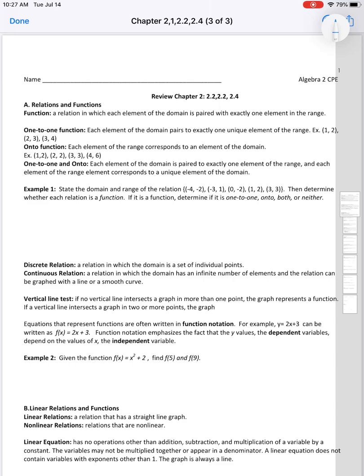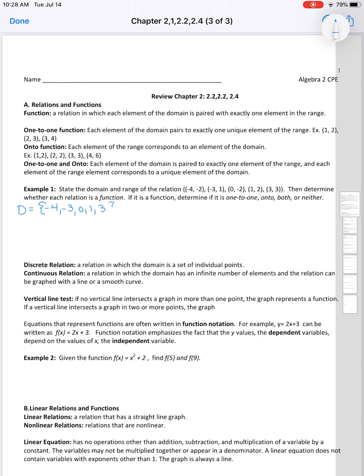But again, you have all of my notes prior to each of these examples as a quick little refresher. So please, again, make sure that you read through each and every one of the vocabulary that I have on here. So example number 1, it says state the domain and the range of the relation. So we're going to do that first.